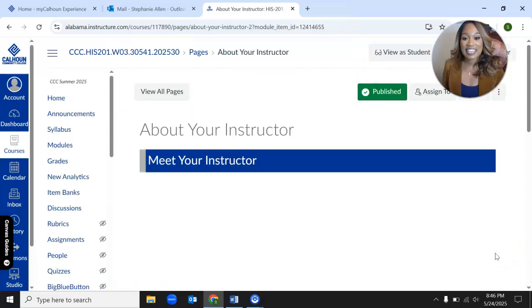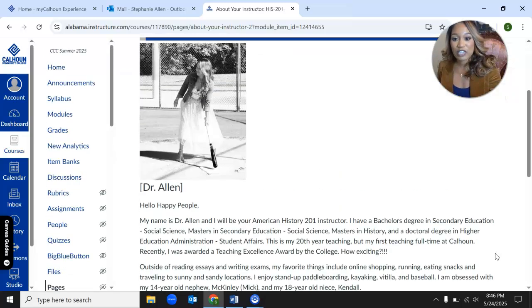Next, there is a section that says meet your instructor, and it introduces me. So there is me in a sequin chiffon gown on a baseball diamond, because who doesn't go play baseball in chiffon? Again, Dr. Stephanie Allen. I am your American History 201 instructor.